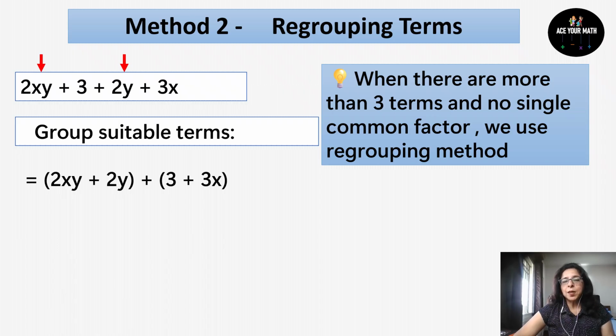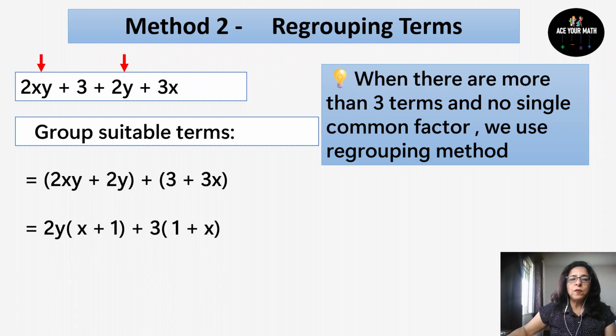Now what is the next step? Next step is you will now use the common factor method. Now in the first group, if you take 2y outside, what will be left inside? x plus 1. And in the second group, if you take 3 outside, what is left inside? 1 plus x. So for your confirmation, you can always cross check. If you open this bracket, 2y will get multiplied by x, you will get 2xy only. And when you open it, 2y multiplied by 1 will give you 2y only.